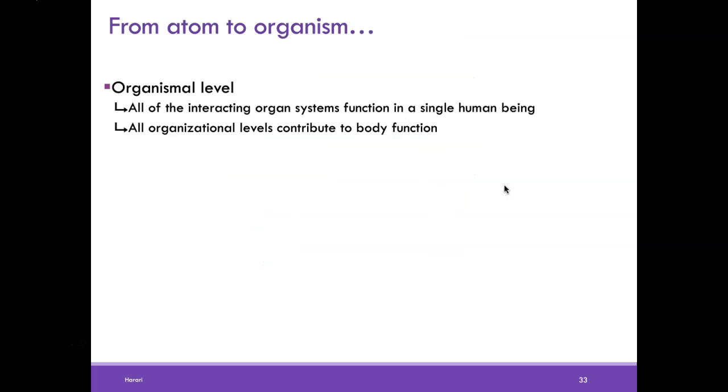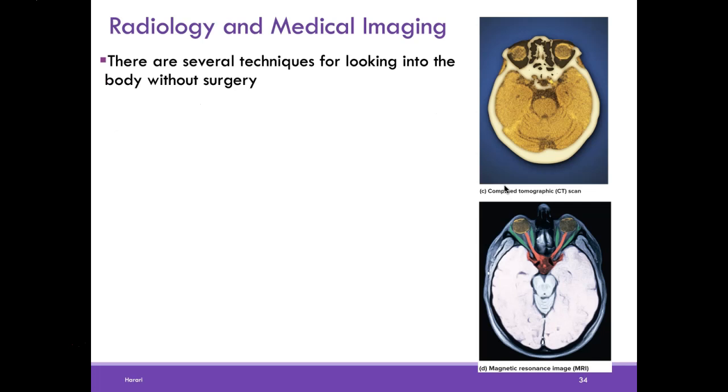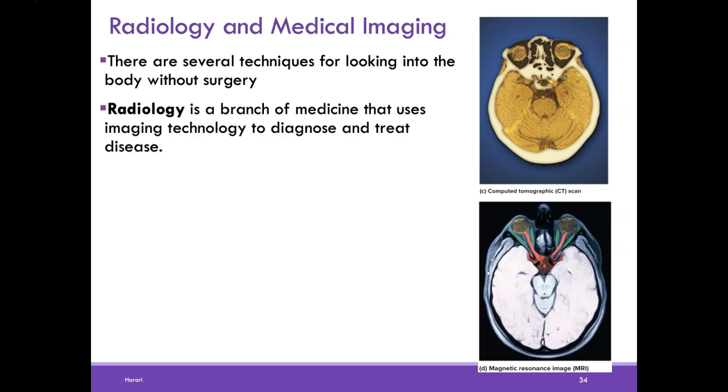So once you have all those organ systems, then you can have an organism. So all of these levels, though, contribute to body function. So before, when we wanted to understand the structure and the function of the body, we had to rely on dissection and surgery. But now, luckily, we have a lot of new techniques that allowed us to look inside of the body without cutting into it. The book goes into a lot more detail, but radiology is a branch of medicine that uses imaging technology to diagnose and treat disease.